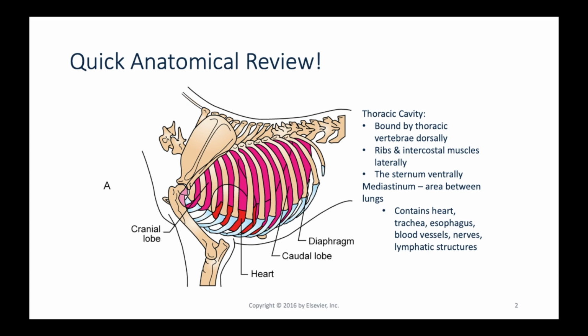Quick anatomical review. The thoracic cavity, of course, is bound by the thoracic vertebrae dorsally, the ribs and intercostal muscles laterally, and the sternum ventrally. The mediastinum is a space, an area between the lungs, and that's where the heart, trachea, esophagus, blood vessels, nerves, and lymphatic structures lie.